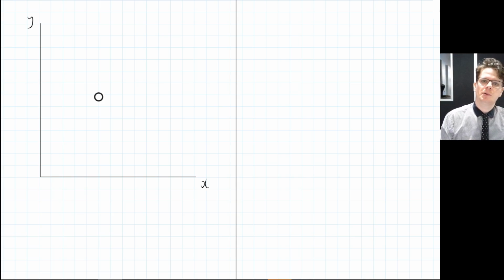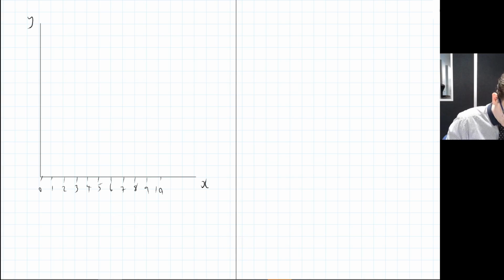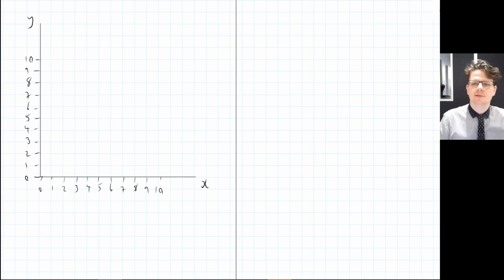And now that we've got that, I need to put some numbers in. So starting at 0, I'm going to count up 1 and so forth. Righty, so there's 10 numbers on that side, and I'm going to do the same for the vertical. Alrighty, so there we go. I've got my little axes all set up. Alrighty, so once I've got that done, now I want to actually plot a point.